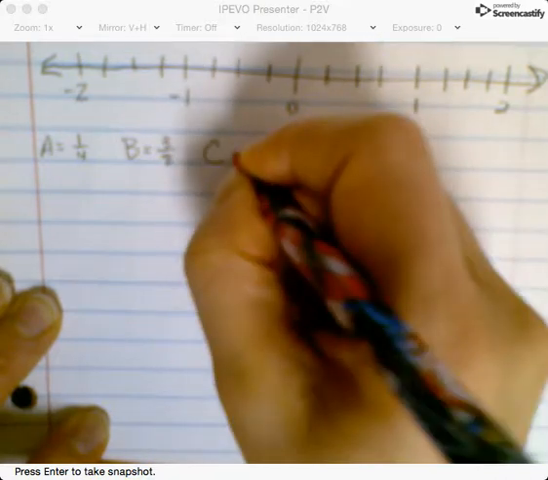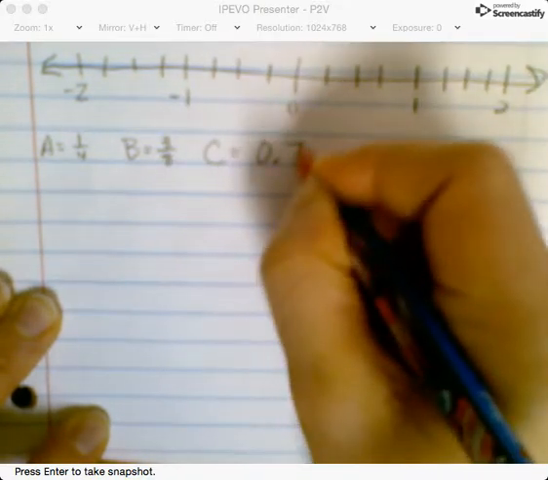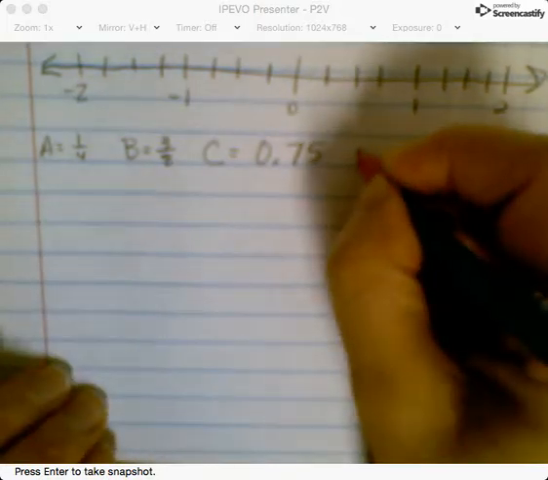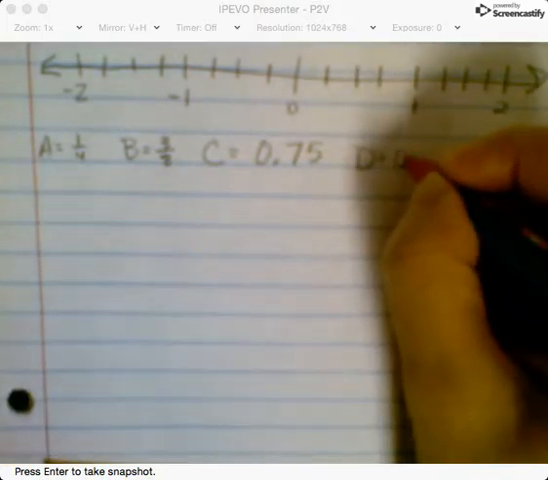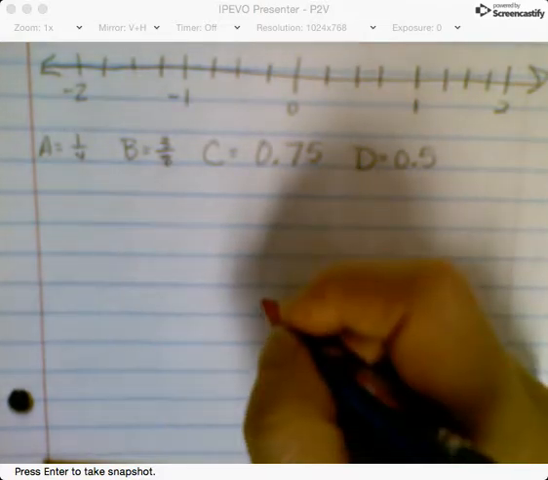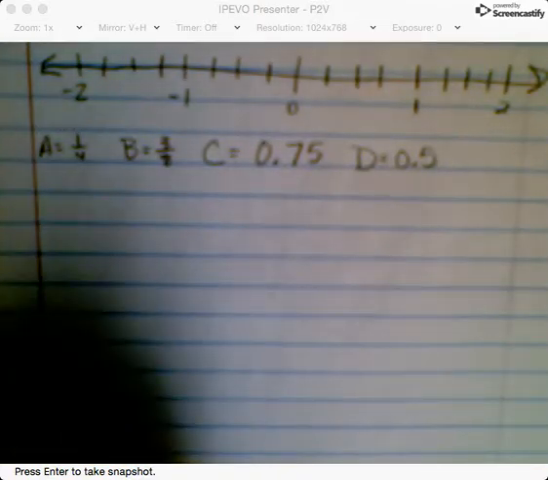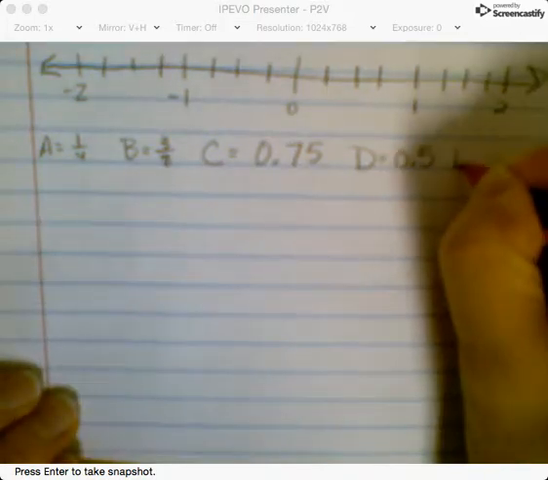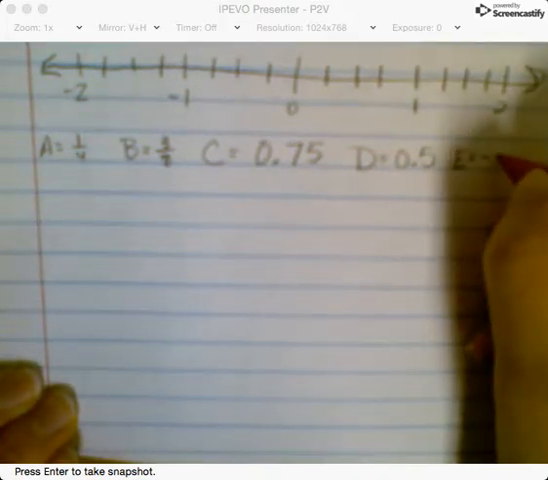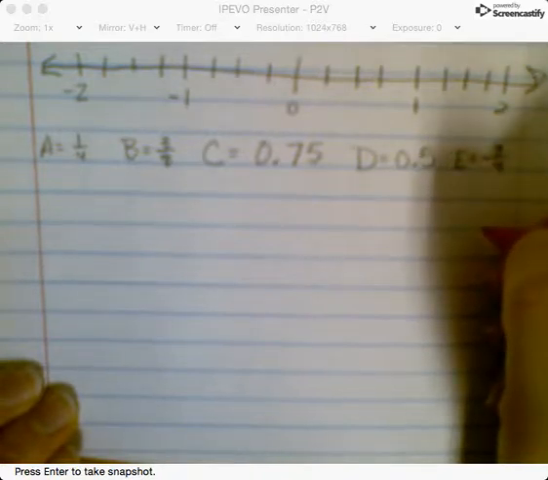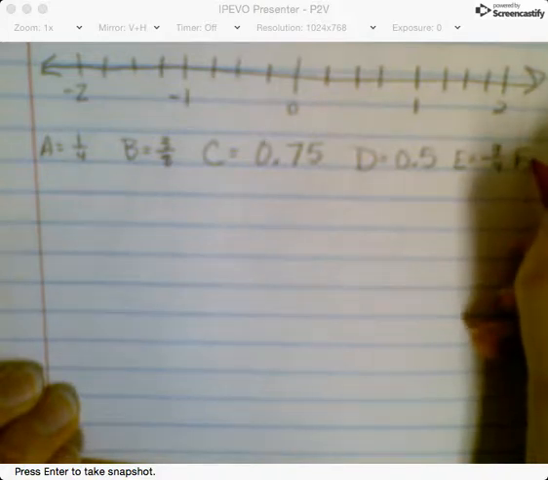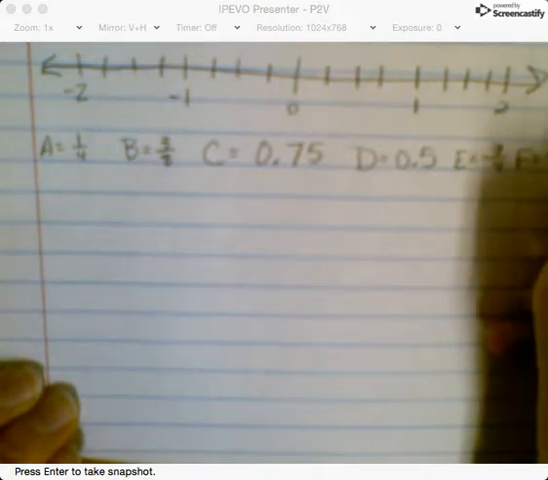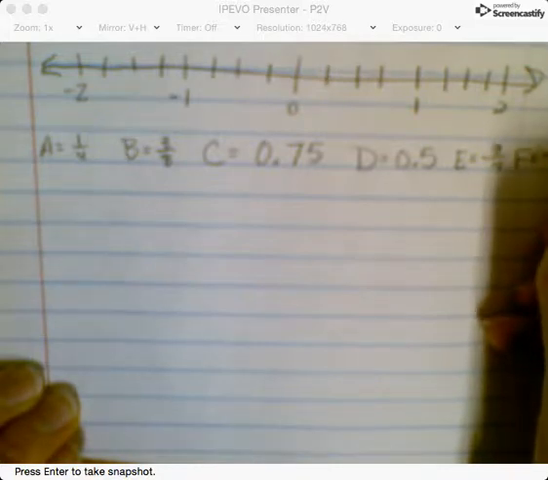3/8, C equals 0.75, D equals 0.25. Okay, so in order to plot, let's do another one with the negative numbers too. Negative 3/4 and negative 5/8.